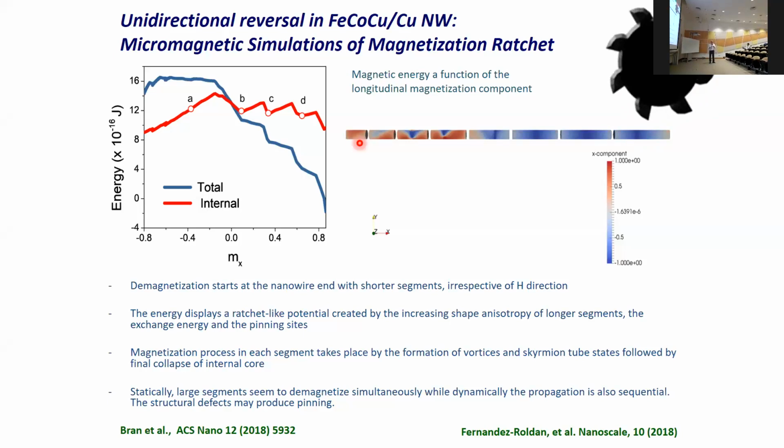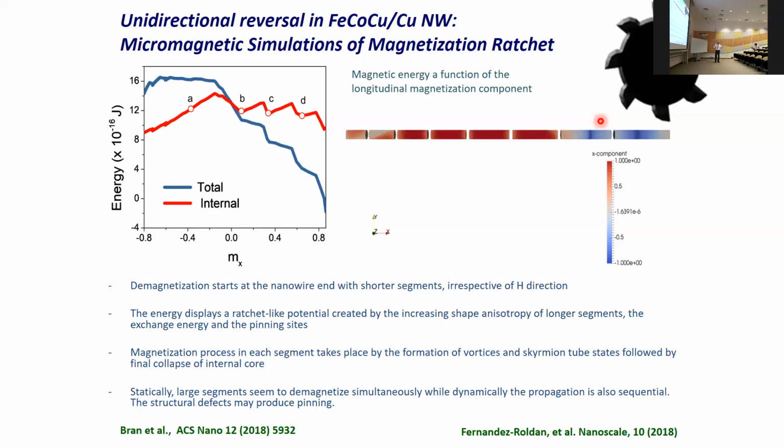And this reversal of the magnetization propagates through the magnetostatic interactions along the nanowire. Then we have this magnetization ratchet. In fact, the ratchet effect is a classical effect, particularly in mechanics. So you see, this wheel can rotate always in the same direction. In our case, the reversal of magnetization proceeds always from the left to the right.